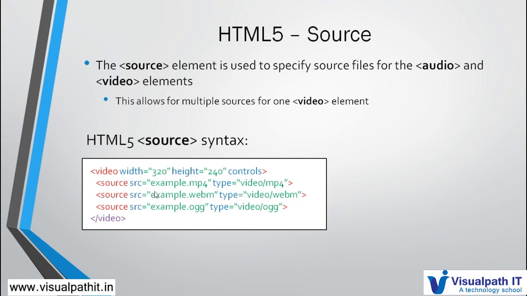and the source are like we are adding three different source files, like example.mp4, which is type video mp4, and then the second source is example.webm, which is a video file, which is a webm file. Then the third source file is OGG. These are the extensions which we are going to explain. And the type is video OGG and the close video tag.